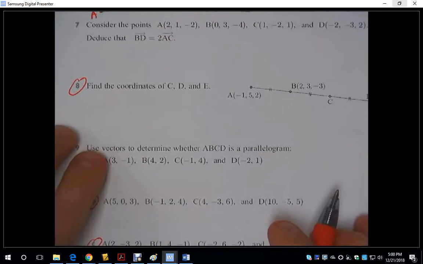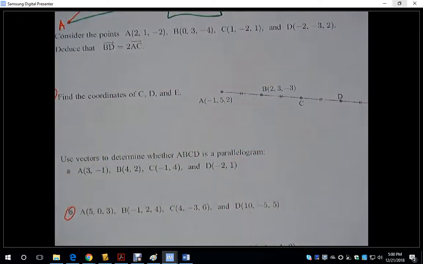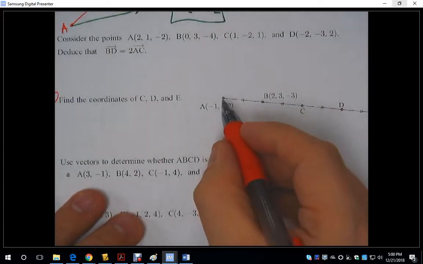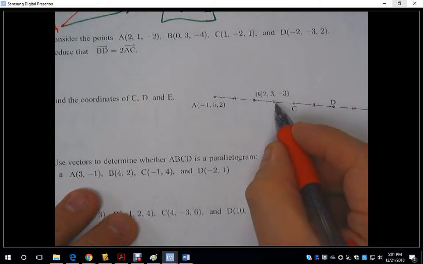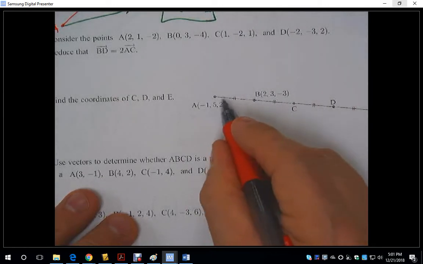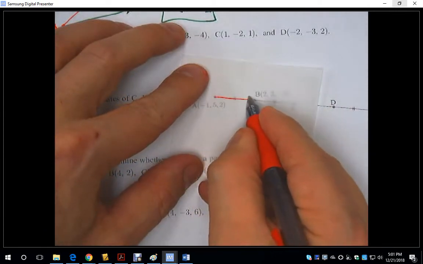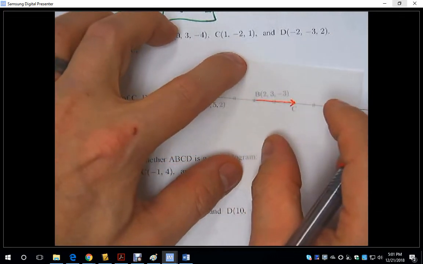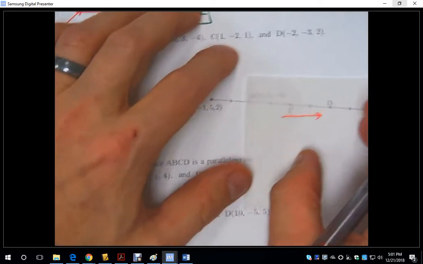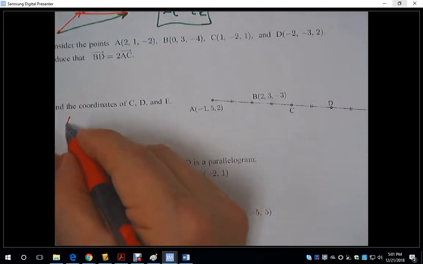Moving on to number 8, it says find the coordinates of C, D, and E. So I want to find, if we can see that from A to B and B to C and C to D, these little dashes here indicate that these distances are all equal. So I'm going to find this vector here from A to B, and if I take that vector and just add it to B and then add it to C, it'll find these missing values here. So I'm going to find this vector here from A to B.